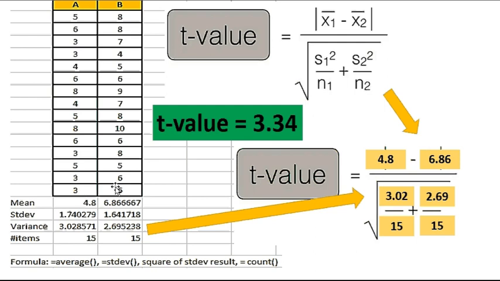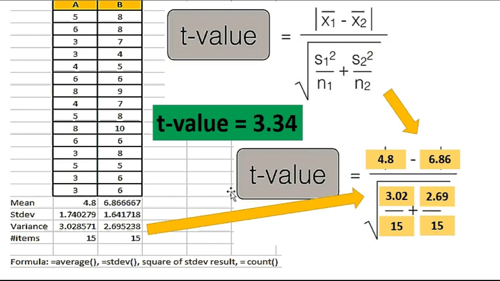And then once computed, you can apply. In this case, there are 15 items in the first data set and also 15 items in the second data set. So once we've computed, we can now determine the t value. We have here 4.8 minus 6.86 as the mean difference over the square root of the variance 3.02 plus 2.69 divided by 15 for the first and second data set, the square root of that.